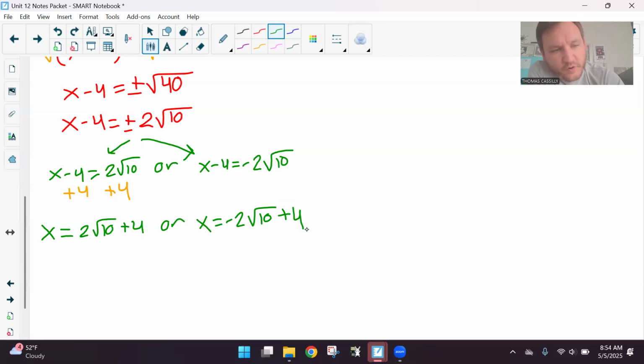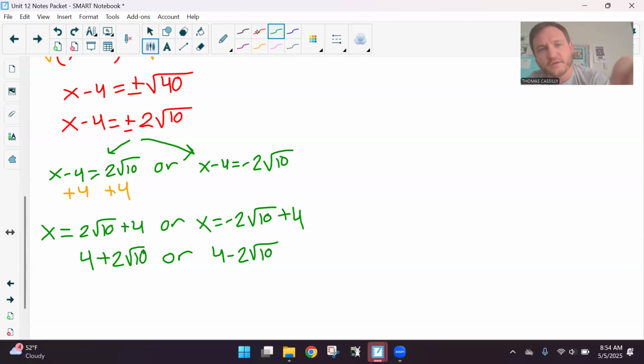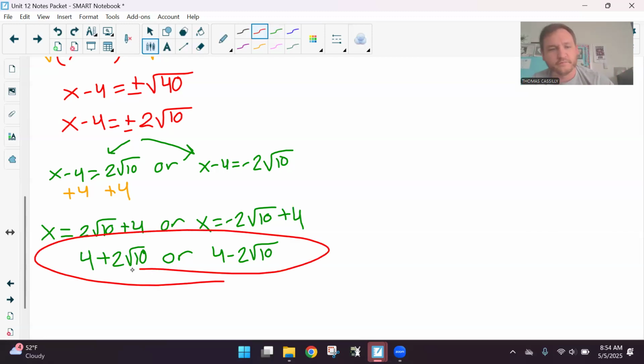You can switch the order on them. You can call this 4 plus 2 square root of 10, or you could call this one 4 minus 2 square root of 10. All right, but you cannot combine them. Leave your answers just like that. This is your final answer. Right? And there you go. That's how we complete the square.